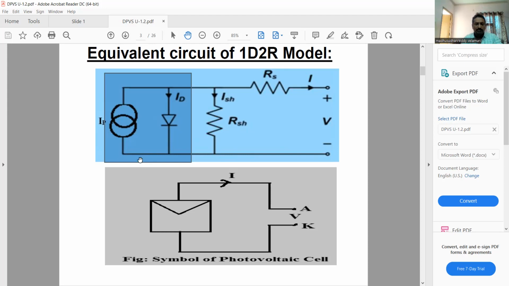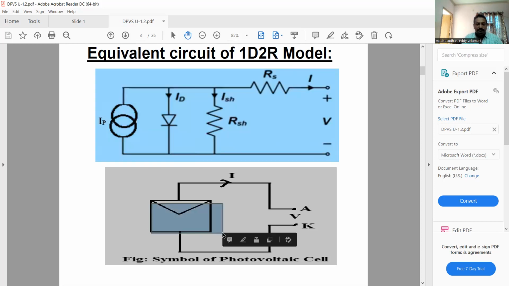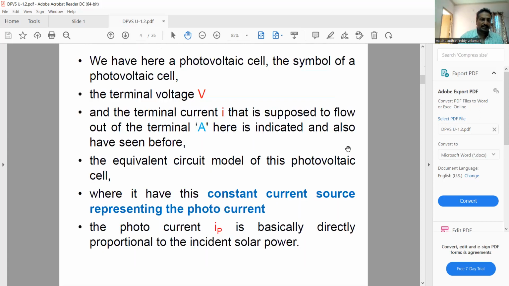In future, we don't draw this complete structure of the PV cell. This complete structure can be redrawn like this. This is the solar PV cell symbol, which is connected to anode and cathode. So this is the anode and this is the cathode. Okay, and you understood that. So this is about equivalence.